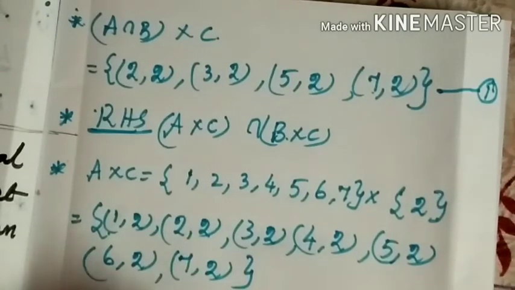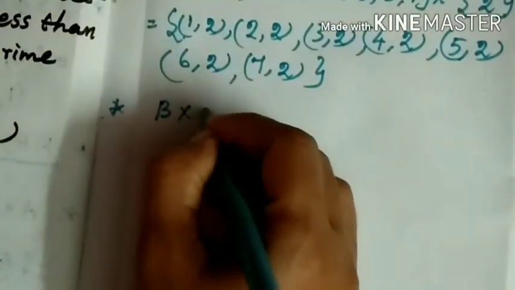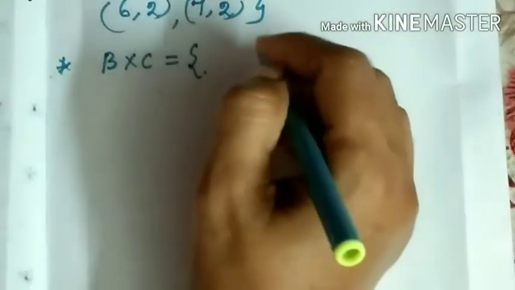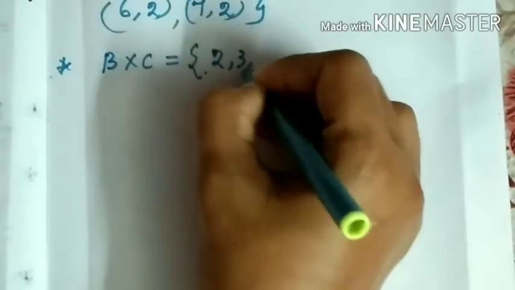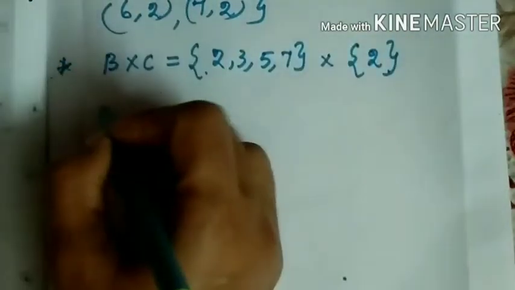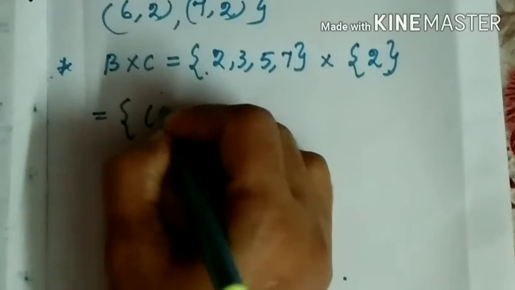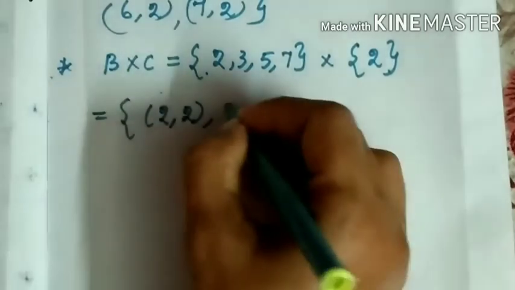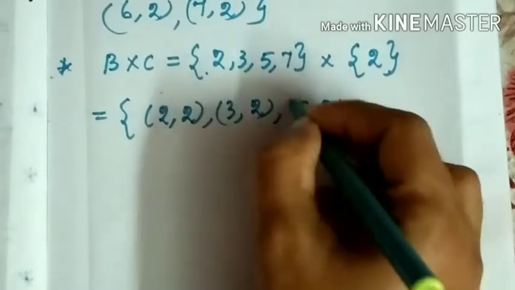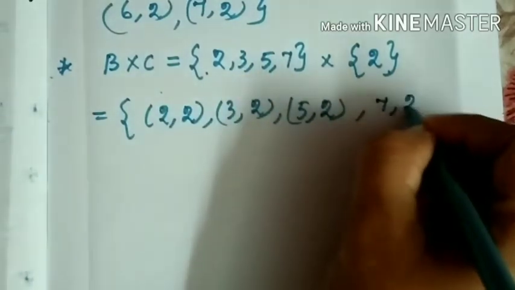Then next bracket term, B cross C, equal to set B, 2, 3, 5, 7, cross set C, 2. Then we get the ordered pairs (2,2), (3,2), (5,2), (7,2).